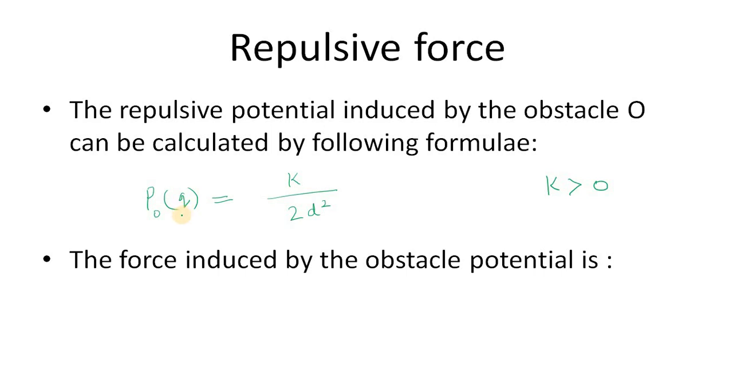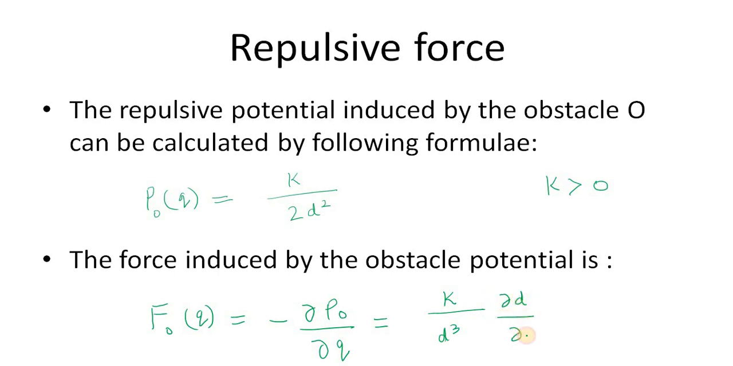So once you have this repulsive potential, you can calculate the force induced by this obstacle potential or this repulsive potential, and this force will be equal to F of obstacle at location Q, which is the negative of the potential gradient, partial P obstacle over partial Q, and this will be K over d cube, and then you have partial d over partial Q.